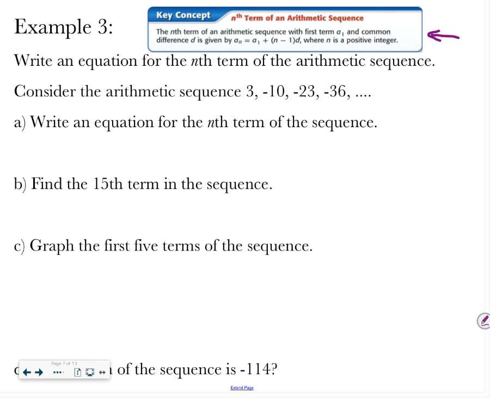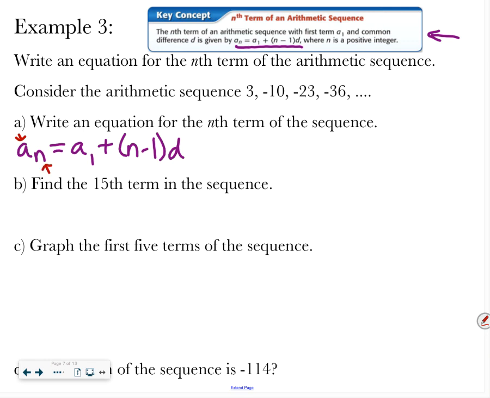But if we want to write an equation for the nth term of the sequence, we're given that equation right up here. And I'm going to rewrite it just in case it's too small for you guys to read. It's pronounced a sub n equals a sub 1 plus n minus 1 times d. Okay? A represents that this is an arithmetic sequence.